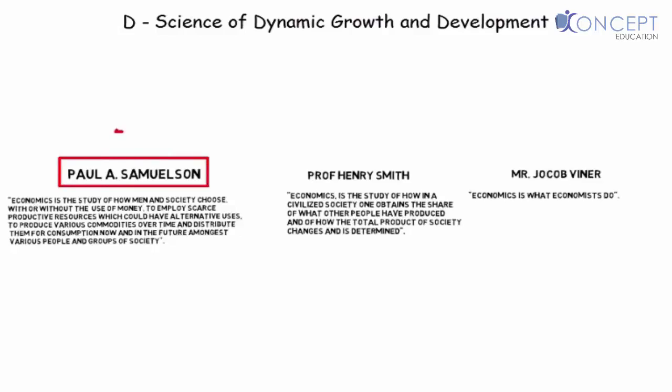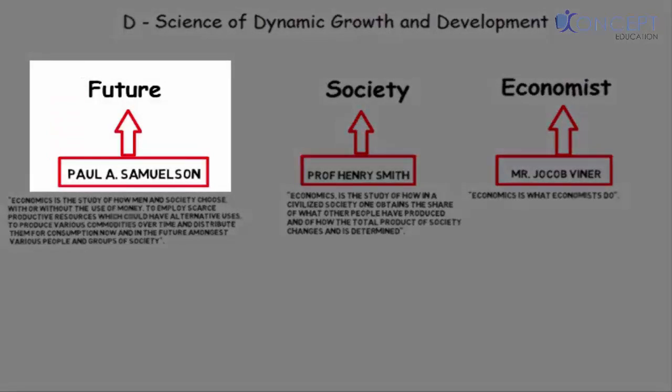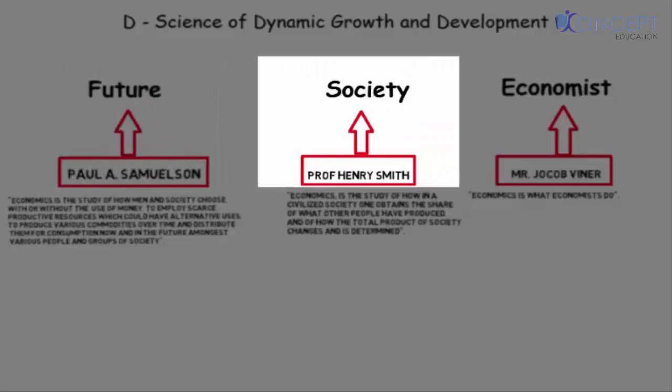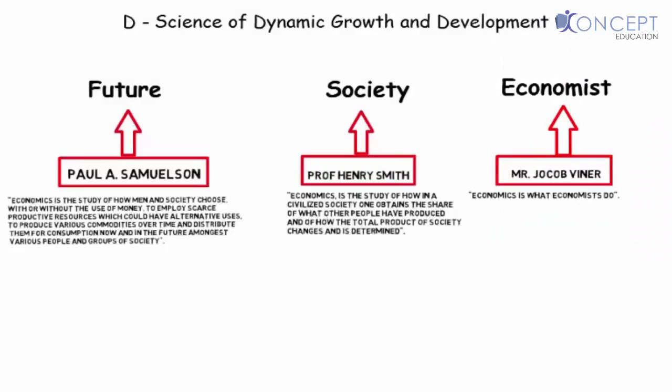Samuelson talks about the future. Henry talks about society. And Jacob Weiner talks about economists. See, this is how we will learn the definition. If in a definition we get the future or the groups of the society, that is given by Samuelson. If it is talking about a civilized society, it is Henry Smith. And if it is saying economics is what economists do, it is said by Jacob Weiner. So this is how we learn Samuelson, Henry, and Jacob Weiner's definitions.